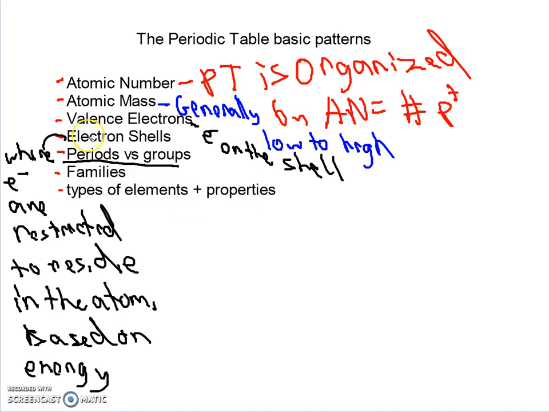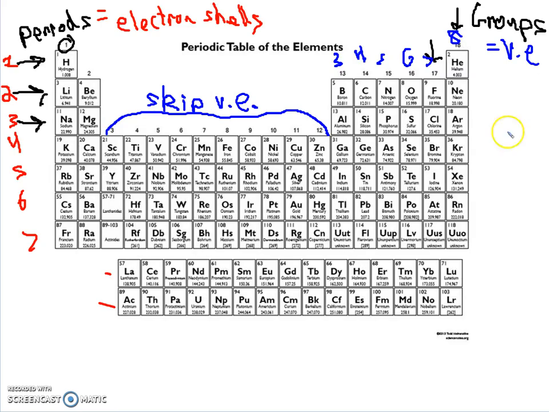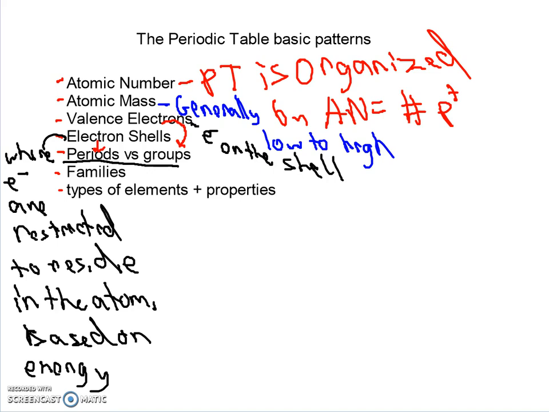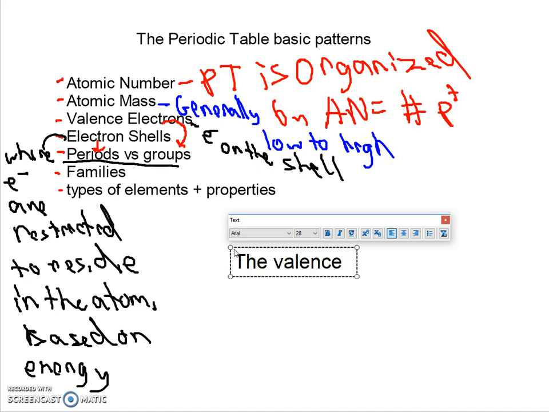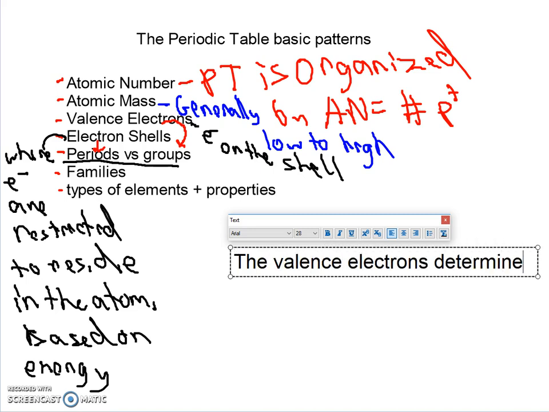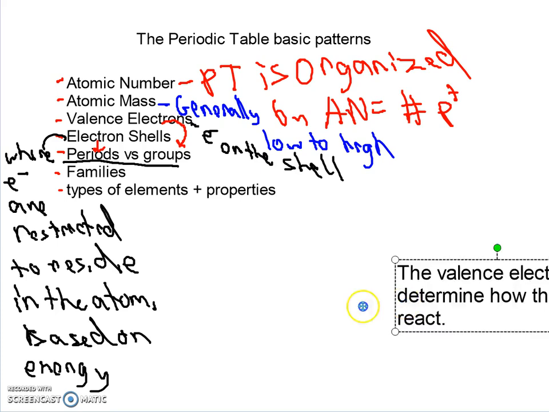Okay, so we've talked about how electron shells are connected to periods. We've talked about how valence electrons are connected to groups. Now let's talk about families. The fact that valence electrons are the same in groups actually makes elements react similar to each other. Let's write that down, because that's a pretty important point, because we're going to move into bonding and then talk about reacting and all that. So this whole idea that the valence electrons determine how things react is pretty important. Let me get that back on your screen.